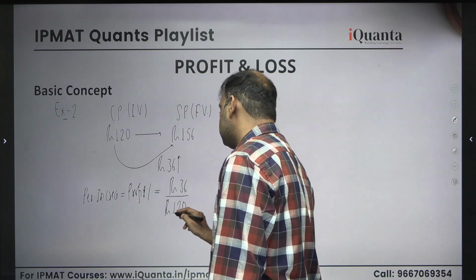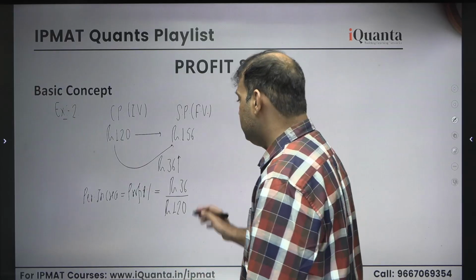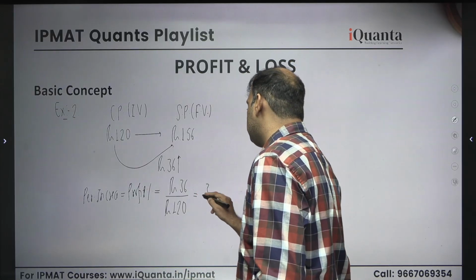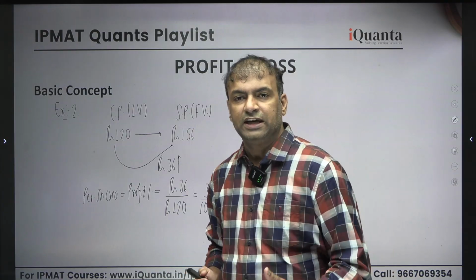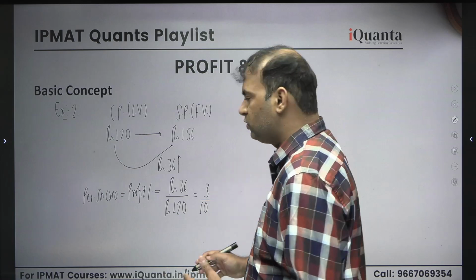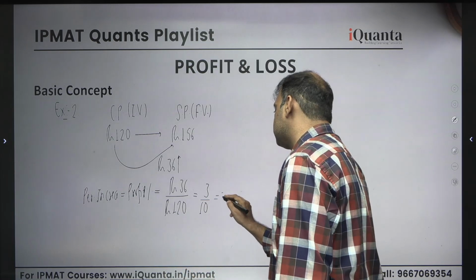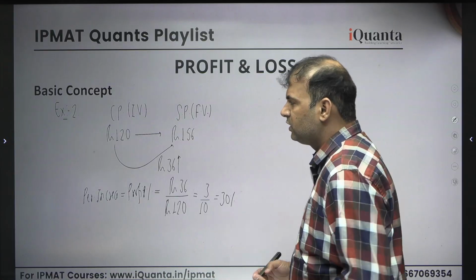Among 36 and 120, 12 is the highest common factor, which we should cancel out. If we cancel by 12, it will be 3 over 10. So we just have to find out that 3 is what percentage of 10, and we know that 1 by 10 is 10%, so 3 by 10 has to be 30% in the end. Simple as that. This is the profit percentage or percentage increase, whatever you call it.